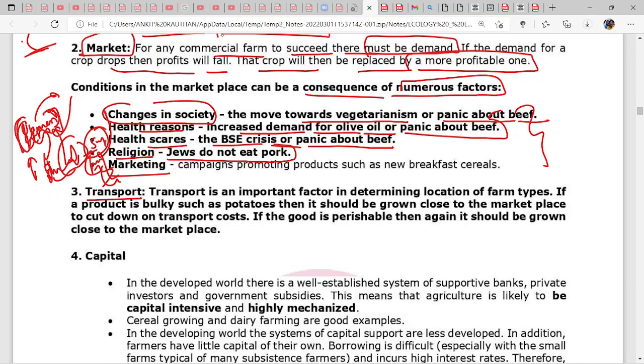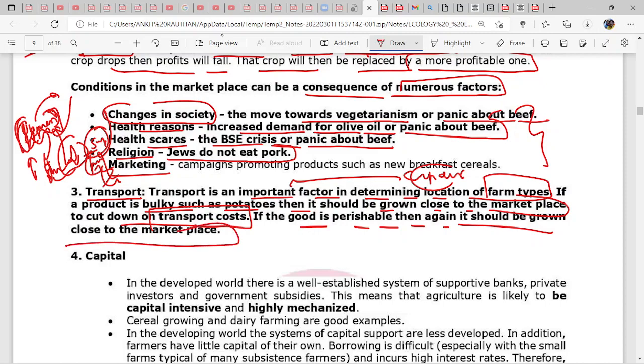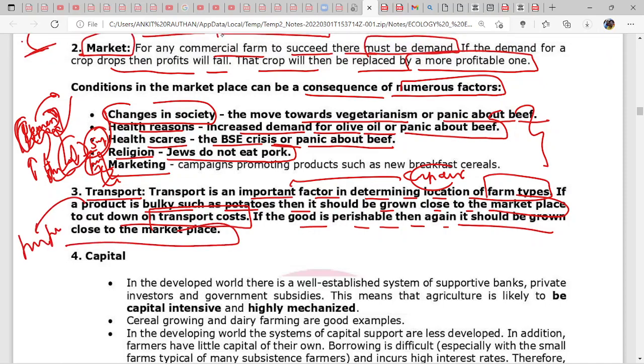Transport. Transport is an important factor in determining location of farm types. So crop distribution, if we say, one important factor is transport. If a product is bulky such as potatoes, then it should be grown close to the marketplace to cut down on transport cost. If the good is perishable, then it is grown closer to the market. So transportation should be kept in mind. If the good is perishable, close to the market. If the good is bulky, close to the market. Products like cotton can be grown in faraway places.